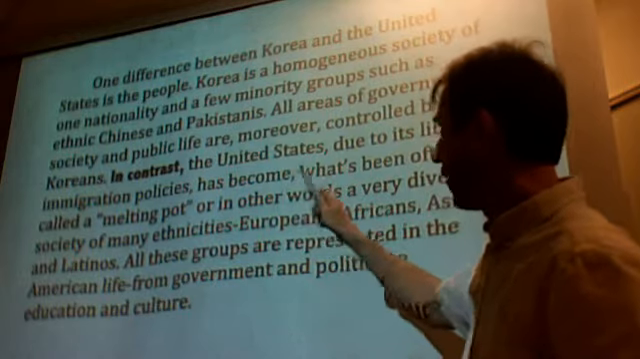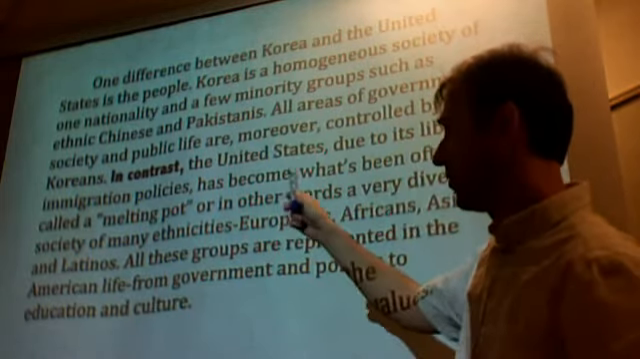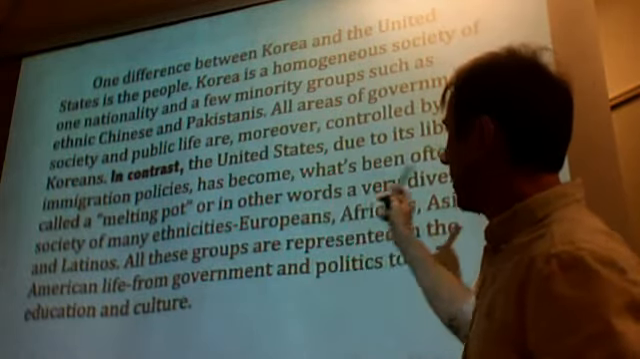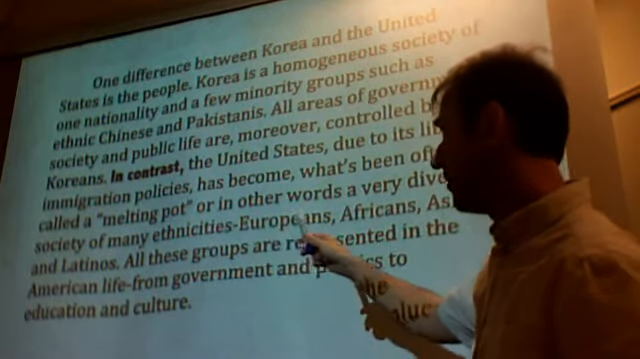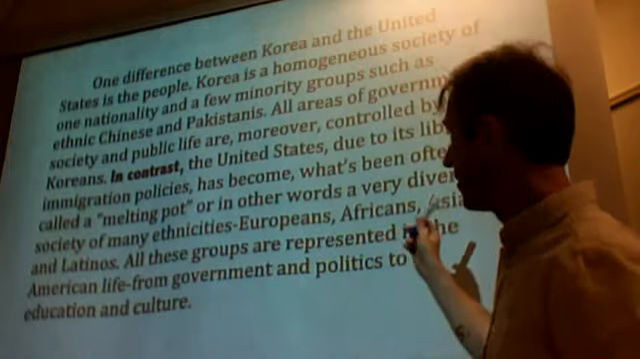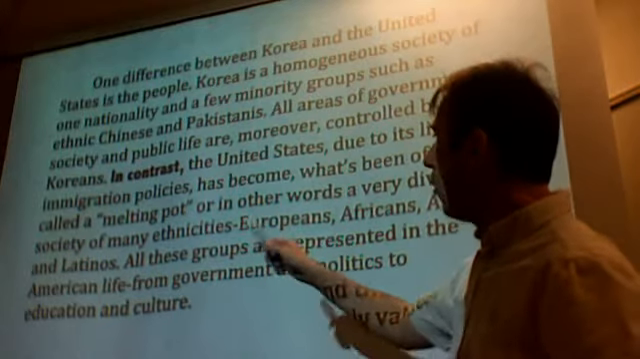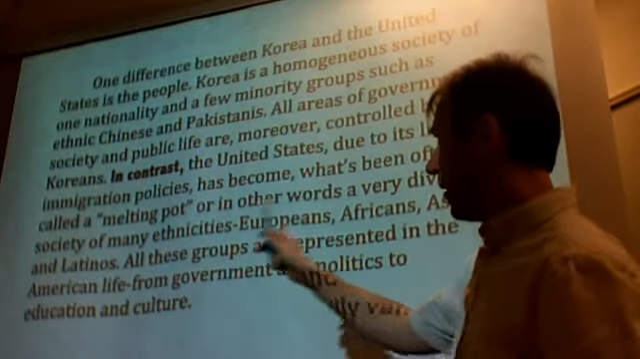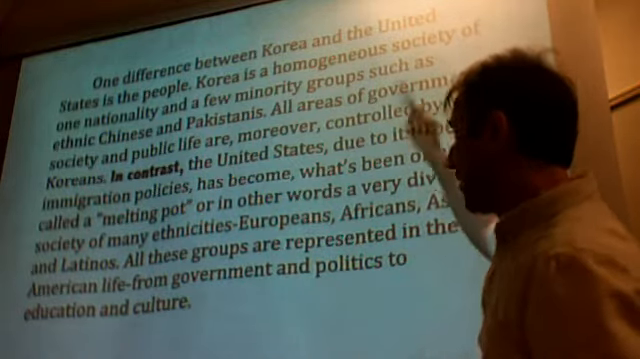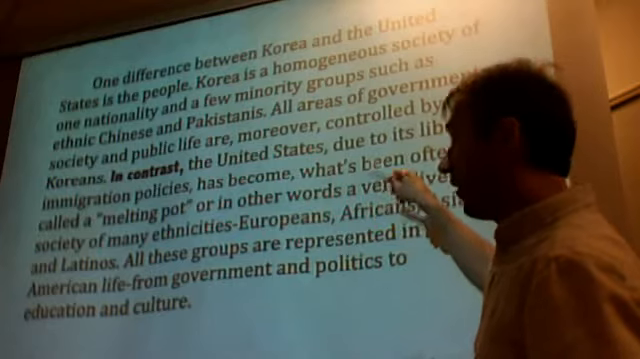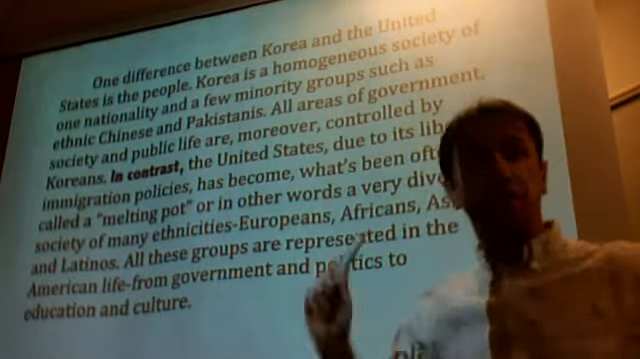In contrast, the United States, due to its liberal immigration policies, has become what's been often called a melting pot, or in other words, a very diverse society of many ethnicities: Europeans, Africans, Asians, and Latinos. All these groups are represented in the American life, from government and politics to education and culture. So this is how we would actually develop, with the real sentences, our first paragraph.